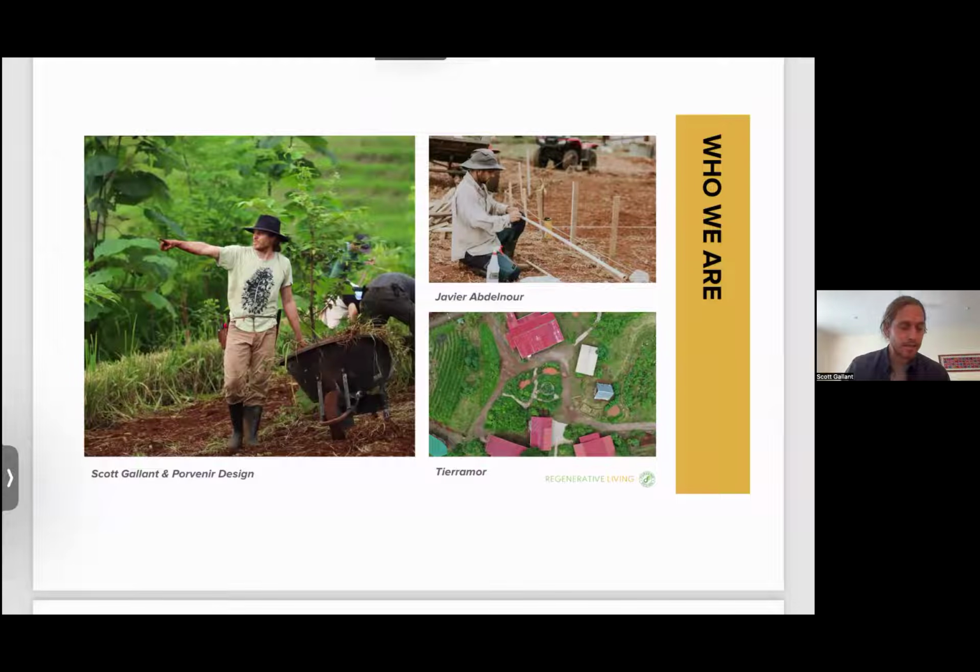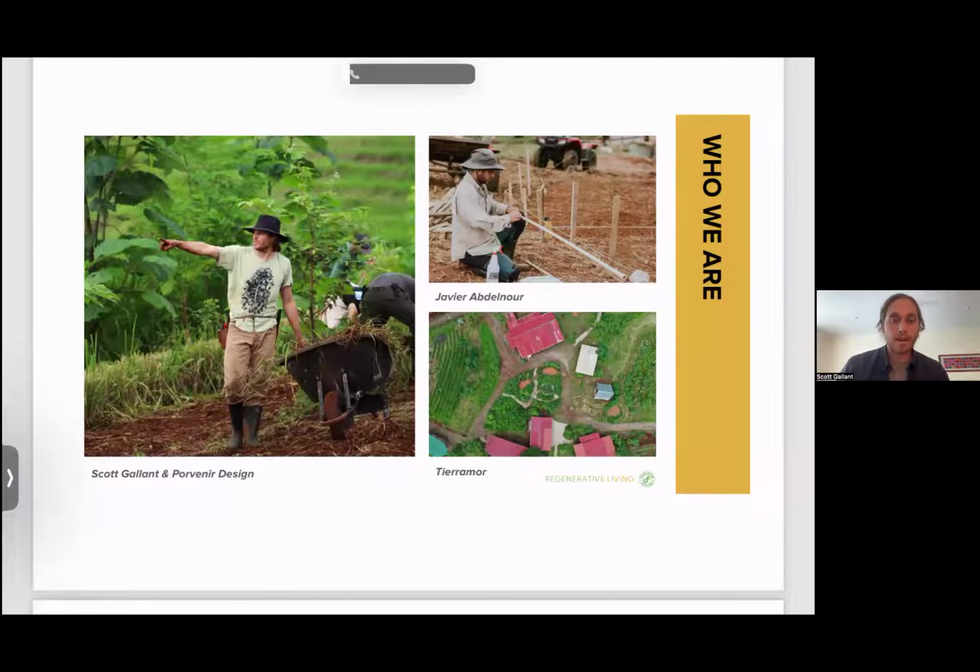And basically since then have been working with folks like Javi and Tierramor, the project he's going to introduce here in a moment, as well as others in Costa Rica to apply syntropic farming, to keep learning about this process. Our team at Porvenir Design, there's 5 of us. We're essentially a permaculture design firm. We're very focused on long-term perennial agroecosystems, and hence syntropic farming comes into our work fairly often.